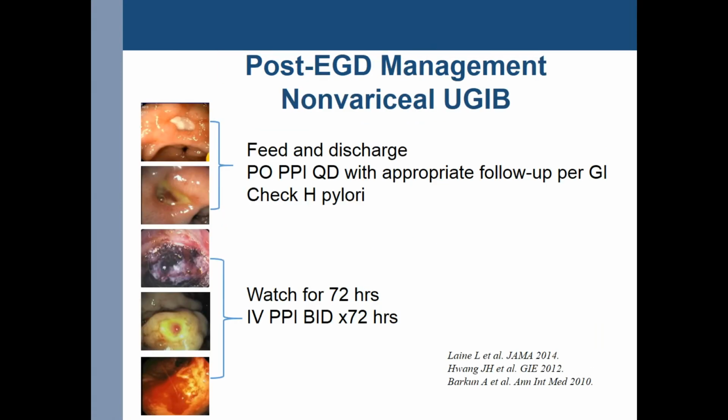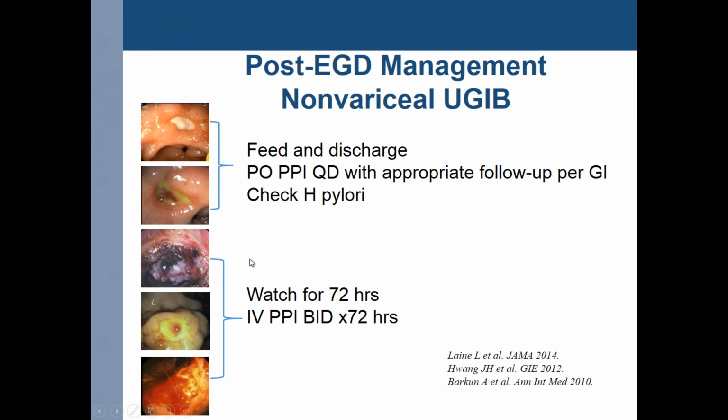Now, after we've done the EGD, what should we do for them? Well, again, this really depends on their risk of rebleeding. So in somebody who either has a clean-based ulcer or just a pigmented flat spot, those patients are at very low risk for rebleeding, so you can just feed them a normal diet and discharge them on a PPI once a day with appropriate follow-up per GI. All these patients should have H. pylori checked, and it could be serology, or stool antigen if biopsies were not done during the upper endoscopy.